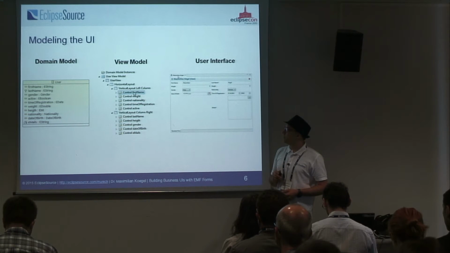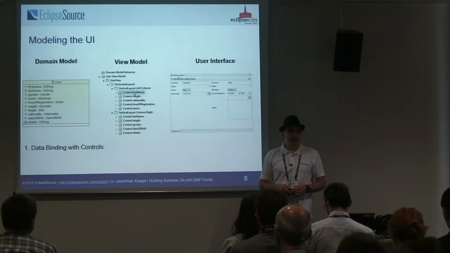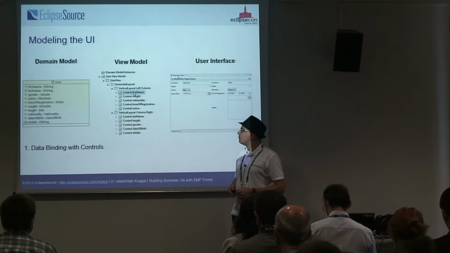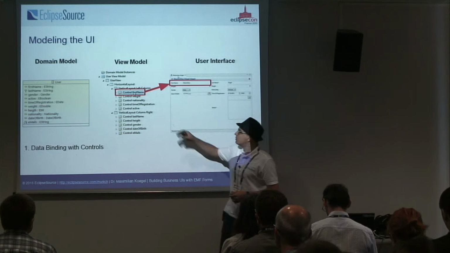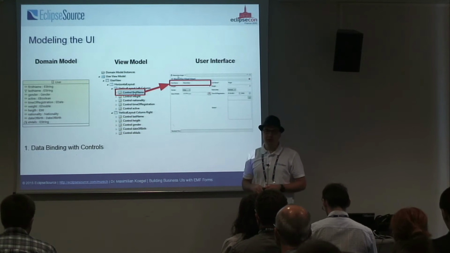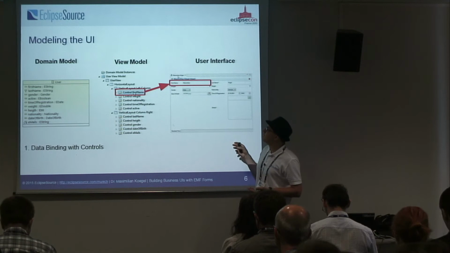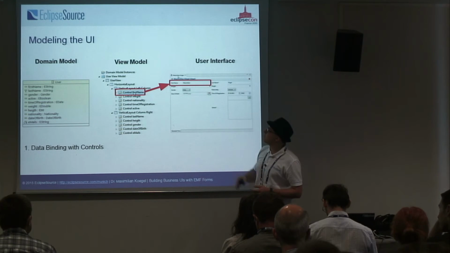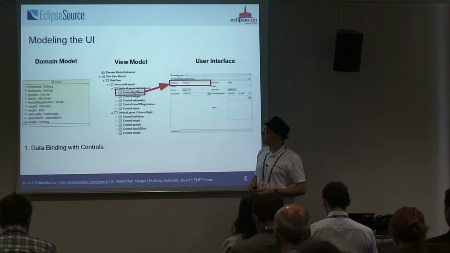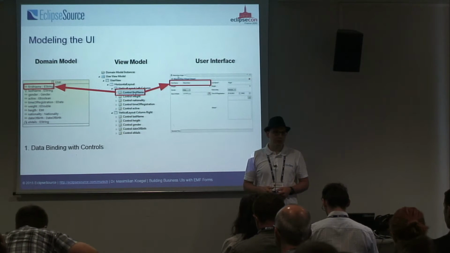Now, if we look into that in detail, the first thing that the view model does is something like data binding. So data binding in this view model is done with controls. So we have a control here, and the control is exactly what you can see in the red box here. So it's the label and the text input box. So it's that thing that displays the first name and allows to edit the first name. And it's a data binding because that control is bound to a property from the domain model.